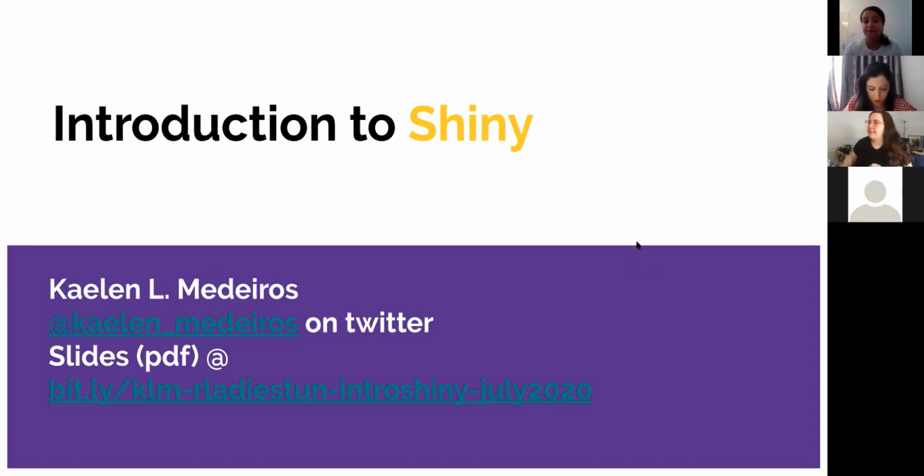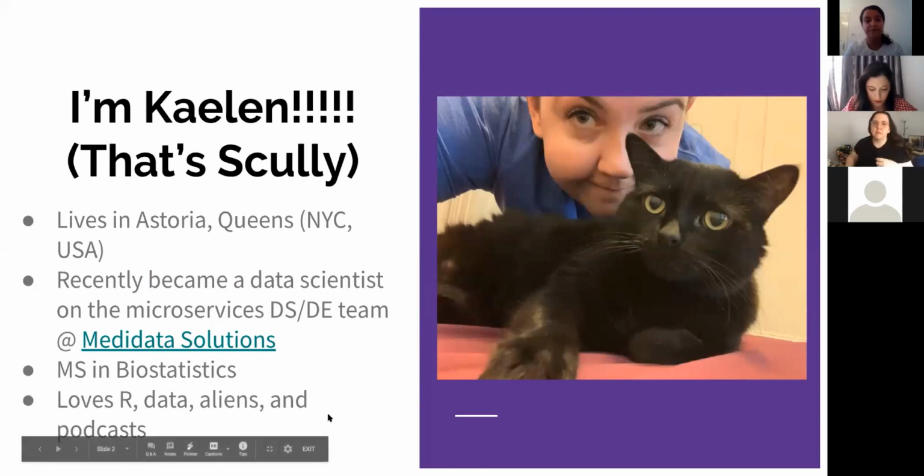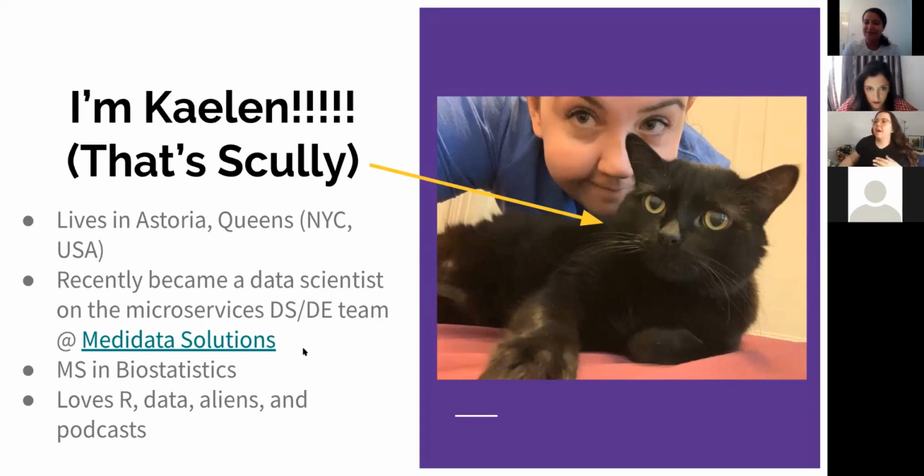I'm going to dive in. So I'm Kaelen. That's Scully. She's my cat. I love her a lot. She's actually sitting at my feet right now because she's very supportive. So she's here too, don't worry. I live in New York City in the United States. I actually live in one of the boroughs, Queens and Astoria. I really love it out here. With COVID, I really haven't left Queens in months. So this is where I am now.